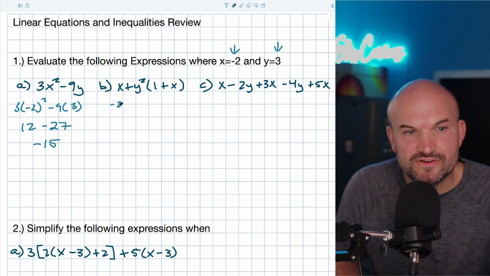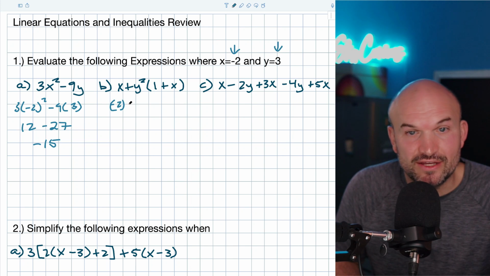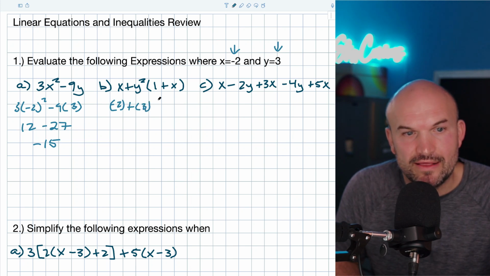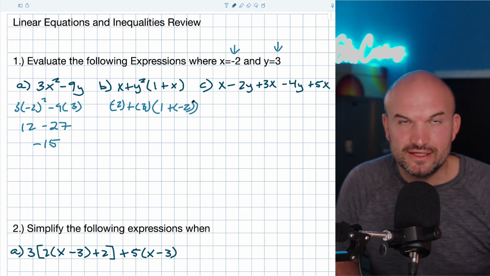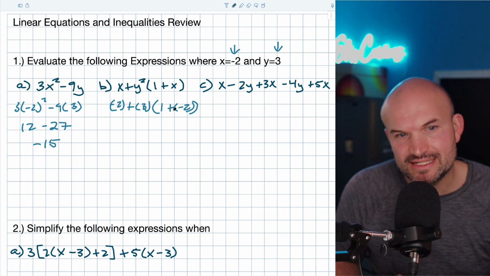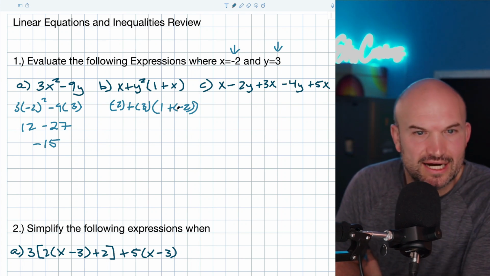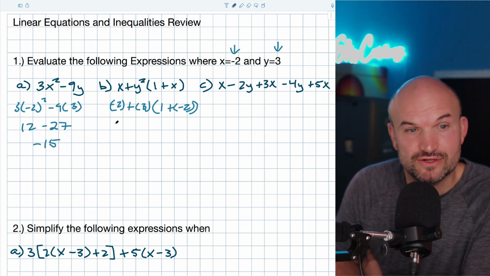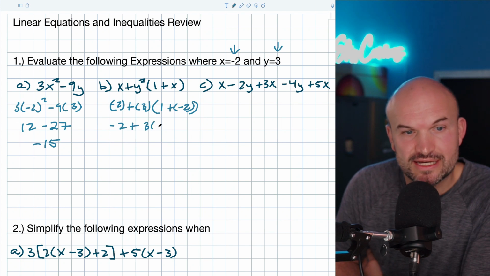Over here, again, the first thing we're going to do is just plug in our values. So that's going to be plus a 3. And here, we're going to have to apply a little bit of the order of operations, but that's fine. Let's simplify inside this parenthesis. 1 plus a -2 is going to be a -1. So I have a -2 plus a 3 times a -1.